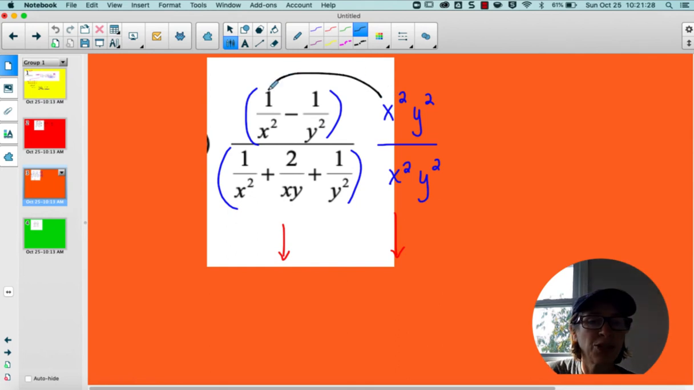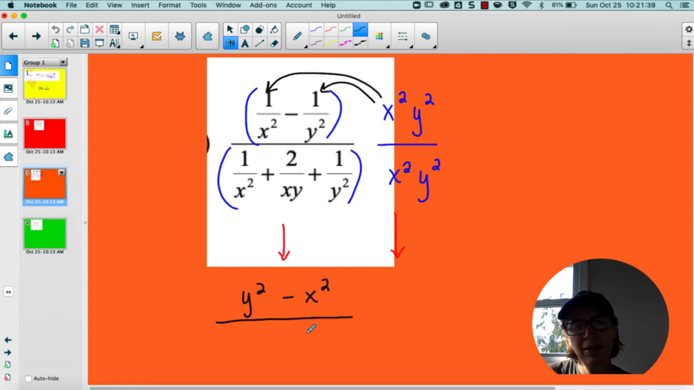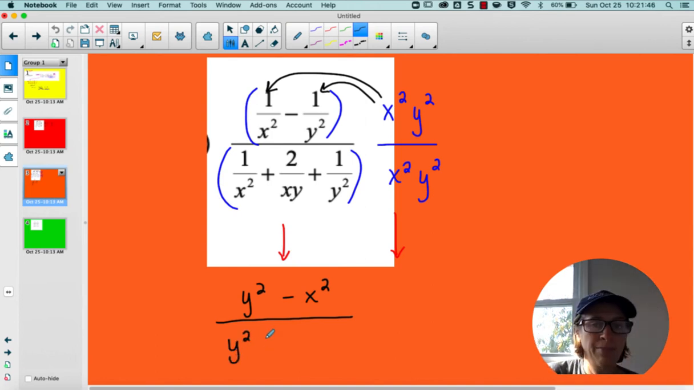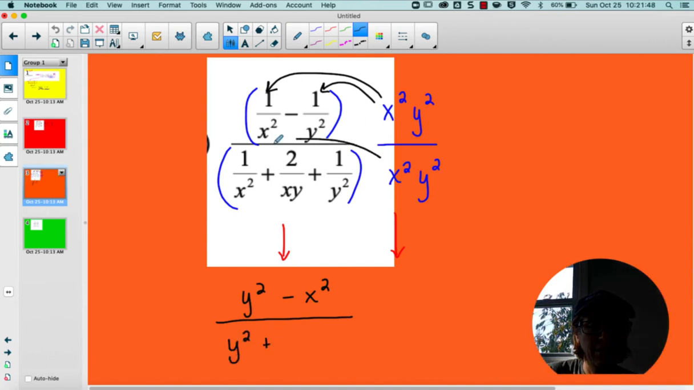Okay, so if I multiply x squared y squared to that, I'm going to get y squared. And if I multiply it to that, I'm going to get minus x squared. Ding, ding, ding. I wonder why that looks familiar to me. Okay, and then I'm going to multiply it across here, and I'm going to get y squared plus 2xy, and then 2xy plus x squared. Ding, ding, ding.